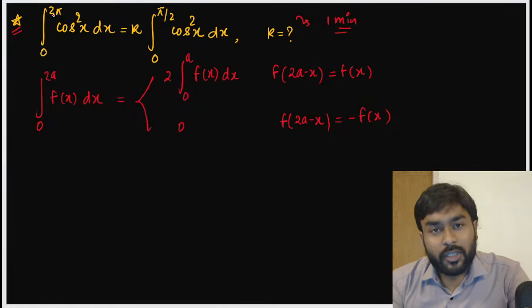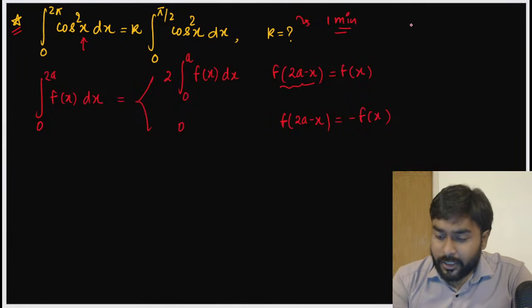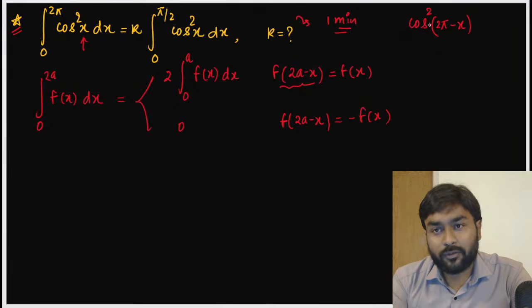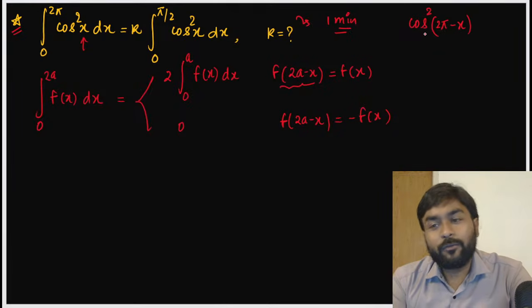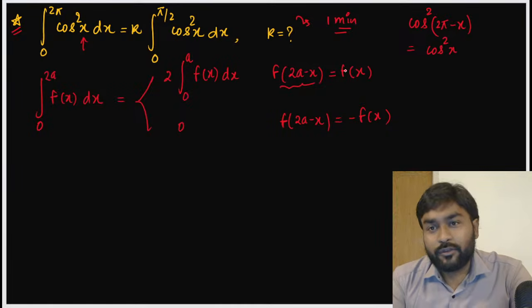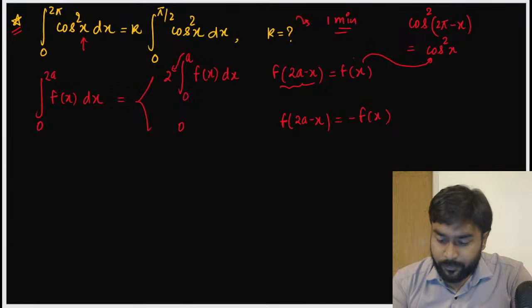So we write 2 pi minus x here, because the formula says 2a minus x. If you write cos of 2 pi minus x, then in cos square, 2 pi minus theta is in the fourth quadrant, where cos theta is positive. So you can write directly cos square x. The same function is coming, so from here you can take 1 2 out. That is our property.